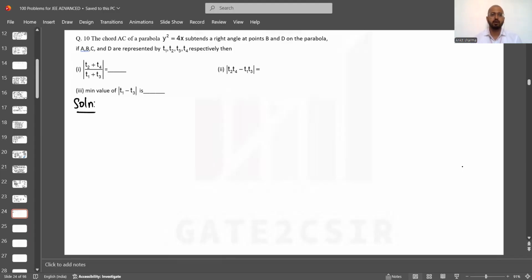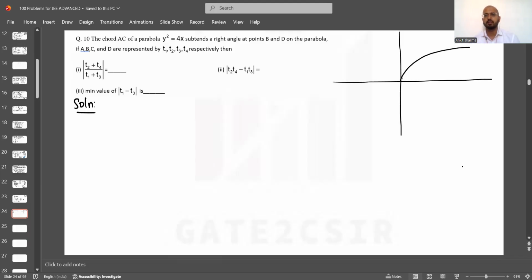So we have a chord AC of the parabola y square equal to 4x that subtends a right angle at points B and D on the parabola. If A, B, C, D are represented by this, then all these things we need. So let's see what the picture of this would look like. So I have a parabola here. And now we have chord AC, so it is like this. I have a chord AC here. And this subtends a right angle at B and D.